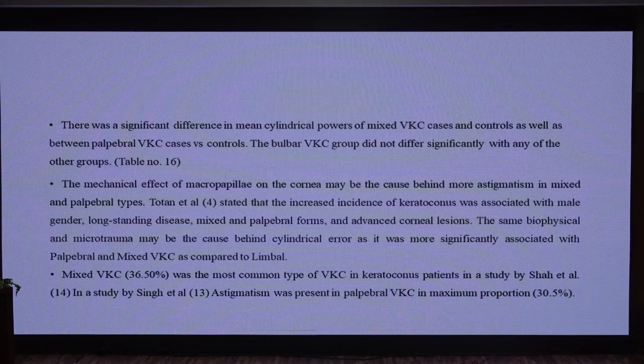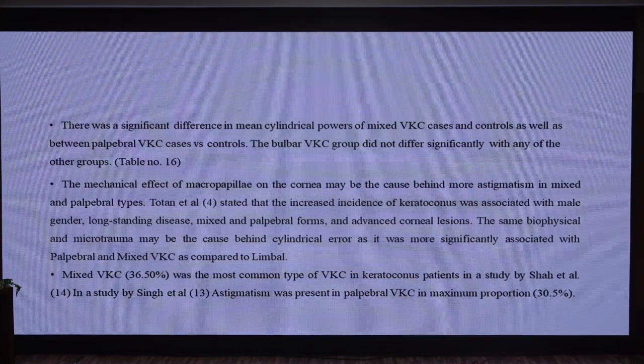Now, what we saw in table number 6 was that bulbar VKC didn't have much effect on the refractive power and central corneal thickness of the patients, but palpebral and mixed did. This may be due to the fact that the cobblestone, the macropapillae, have a role in the pathogenesis. Maybe they are the culprit. That's why mixed and palpebral forms have significant difference in central corneal thickness and cylindrical error.